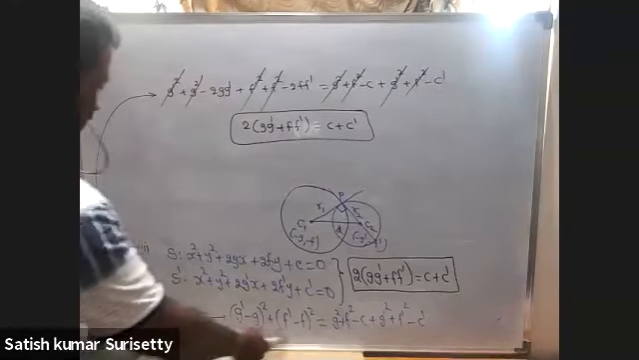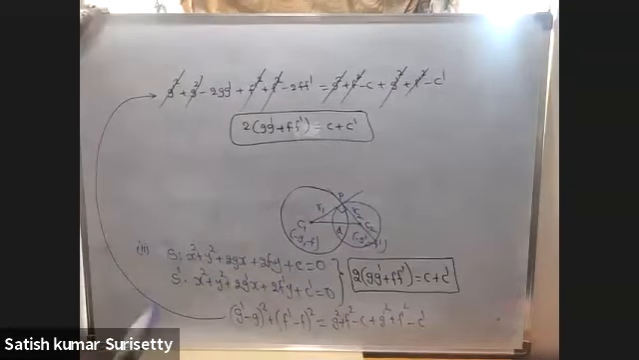So expand this and simplify. Then you'll get the condition for the two circles to be orthogonal.